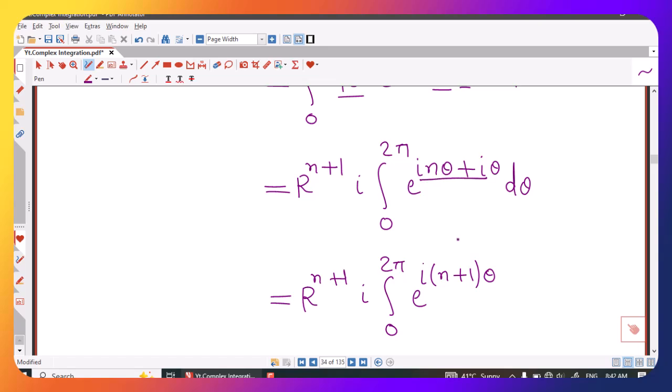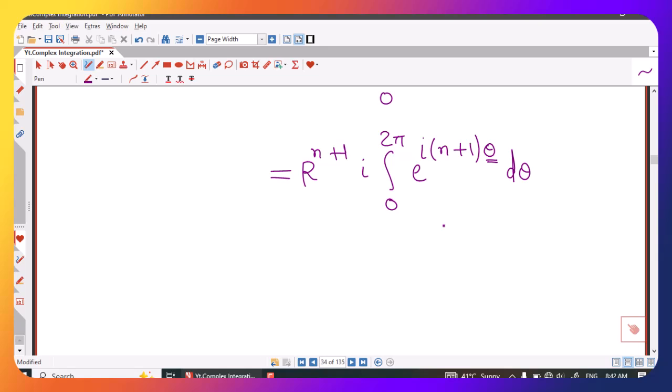So I am rewriting in this way. This is i n theta, this quantity, plus i into 1 into theta. Because I want to integrate with respect to theta, I write in this form. And now I integrate. Here I have r raised to n plus 1 i, integral of e raised to n theta is e raised to n theta divided by the coefficient of theta, which is n.